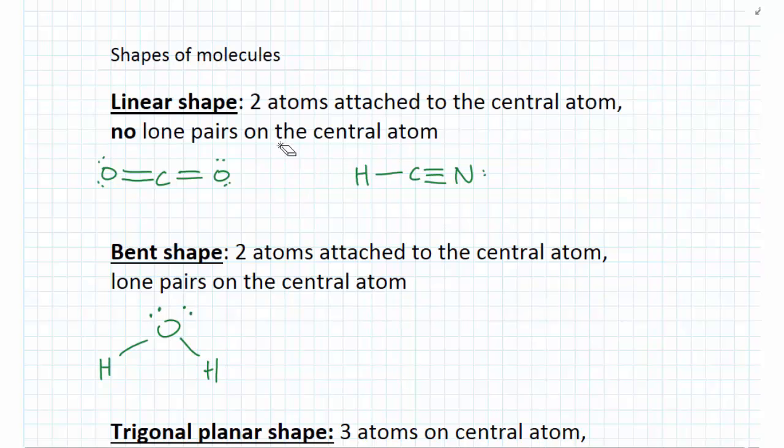Okay? Notice here, we still have 2 atoms attached to the central atom, but the difference is lone pairs. Lone pairs are pairs of dots, okay? Unshared electrons. And if we have dots on a central atom, a pair of dots takes up just as much space as a bond. Okay? So what you're actually not seeing in this model is a pair of dots here and a pair of dots there. They each take up their own space.